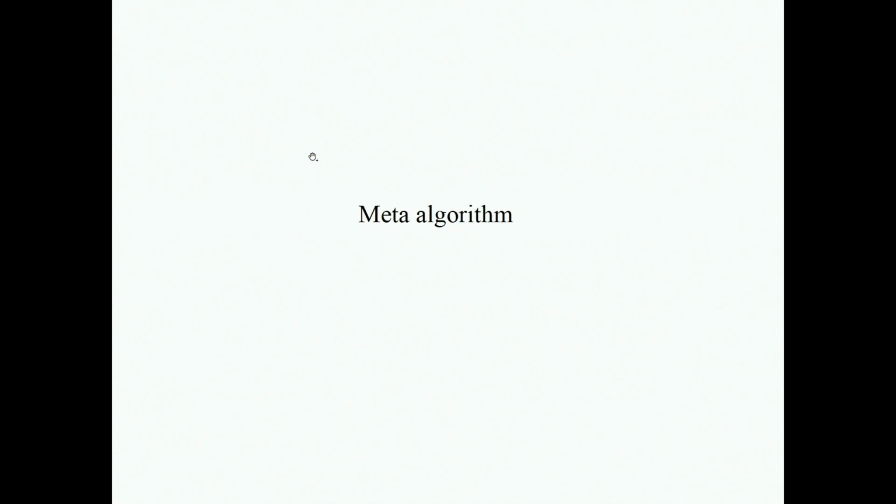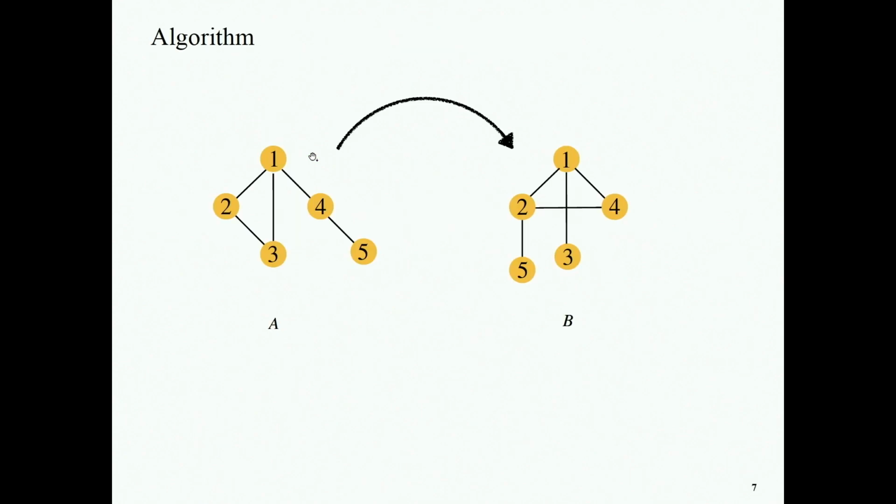Okay, so now let me briefly talk about our algorithm, how we achieve this recovery in general. Let's still look at this toy example here. For simplicity, I just labeled the nodes 1, 2, 3, 4, 5. The goal is to find a mapping from the nodes of A to B so that I can recover the hidden node correspondence between the two networks.